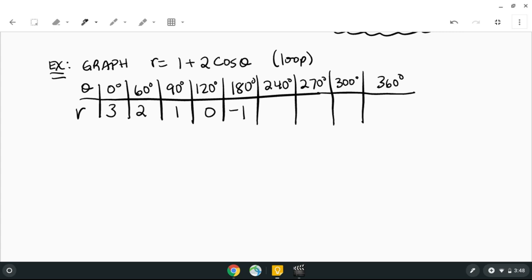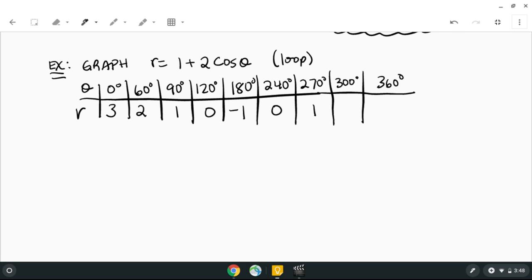240, that's in quadrant 3. So cosine is still negative there. So that's going to be negative 1/2. So negative 1/2 times 2 is negative 1 plus 1 is 0. 270, oh, actually 270 cosine is 0. So 0 times 2 is 0. Plus 1 is 1.